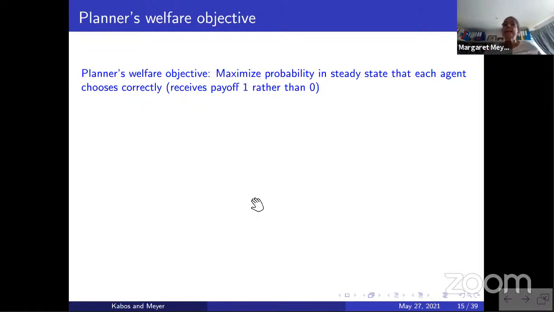Having defined a steady state, we can now define the planner's welfare objective, and it is simply to maximize the probability in steady state that each agent chooses correctly. In other words, receives payoff 1 rather than 0.